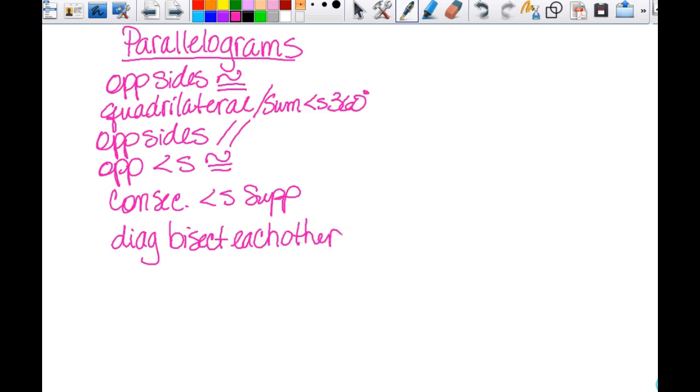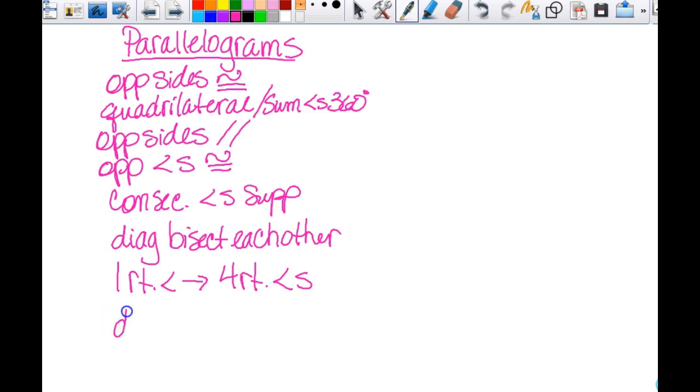Okay. What else? What's missing? Anybody? Look at your notes, people. They're just sitting there staring off into space. Good. If it has one right angle, then it has 4 right angles. Okay. What else?